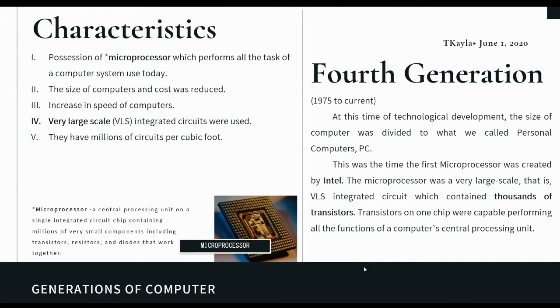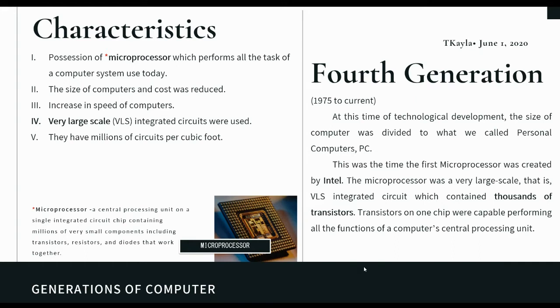The fourth generation computers were developed from 1975 up to today. At this time of technological development, the size of computers was reduced to what we call personal computers or PCs. This was the time the first microprocessor was created by Intel. The microprocessor was a very large scale, that is, VLSI integrated circuit which contained thousands of transistors. Transistors on one chip were capable of performing all the functions of a computer's central processing unit.